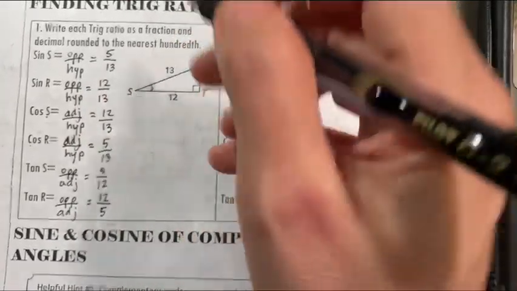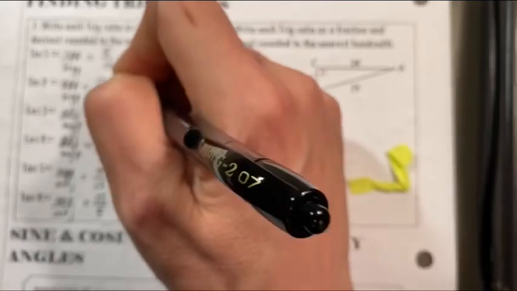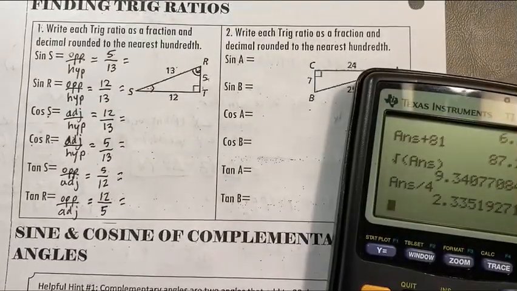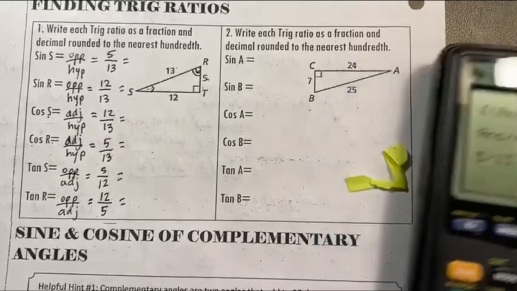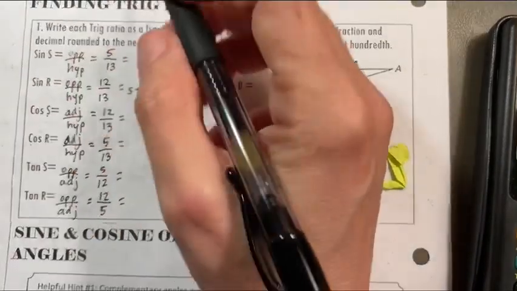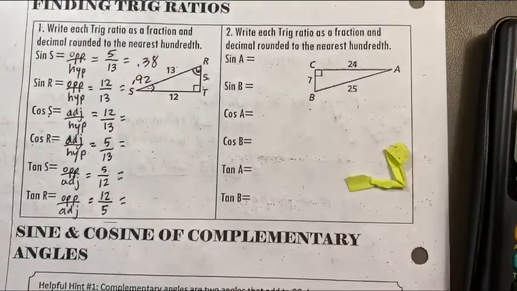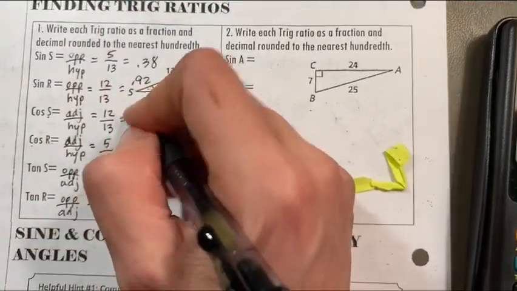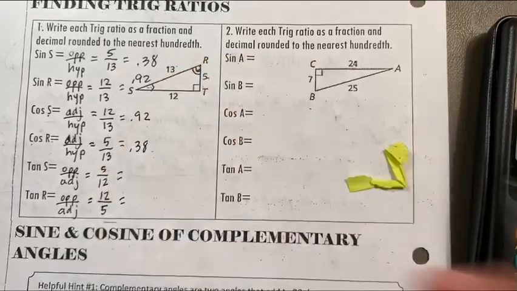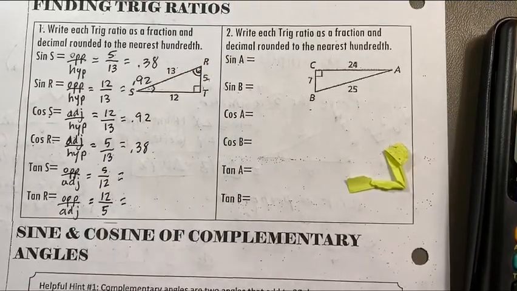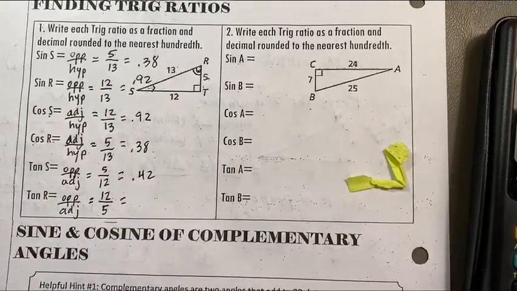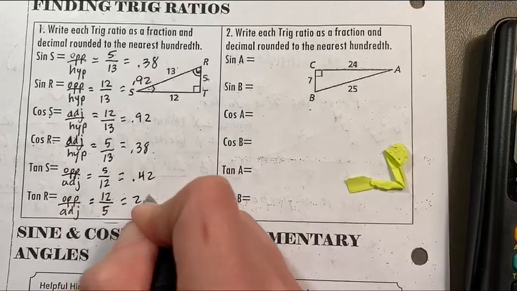Now it says round the number to the nearest hundredth. So I'm going to round these numbers using a calculator. 5 divided by 13 is 0.38. 12 divided by 13 is 0.92. This is the same number, 0.92. This one's the same, 0.38. 5 divided by 12 is 0.42. 12 divided by 5 is 2.4.